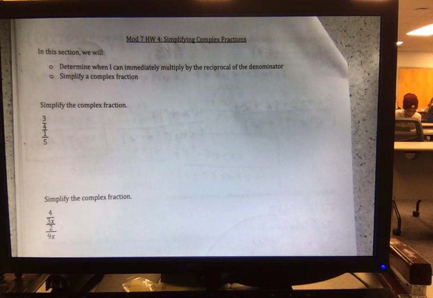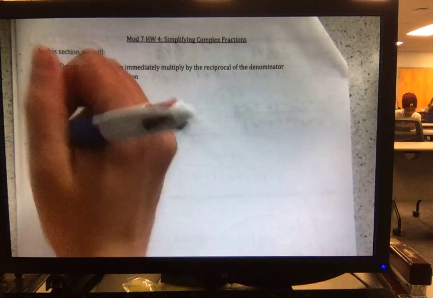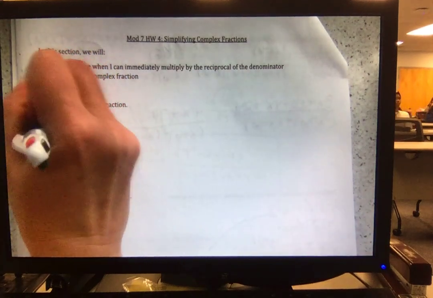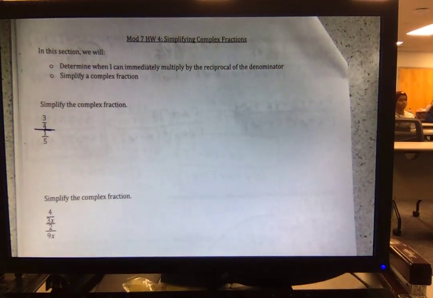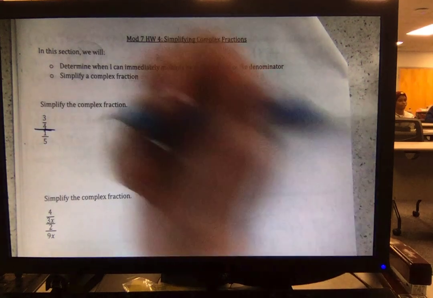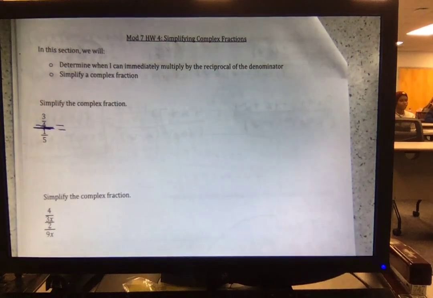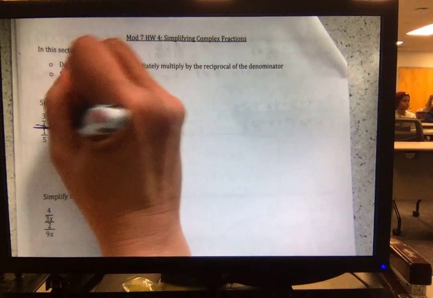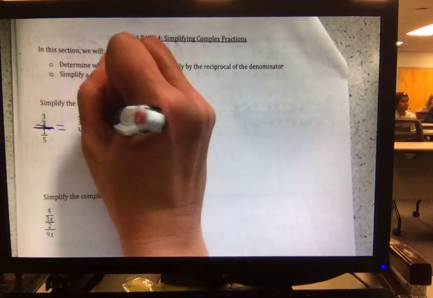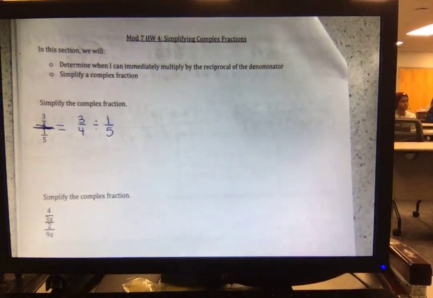So I want to rewrite this. 3/4 over 1/5. I like to really bold that main division sign. So it's a fraction. I just gave away the answer. Fractions mean what operation? Add, subtract, multiply, divide. Divide. So I can rewrite this as a division, as 3/4 divided by 1/5.